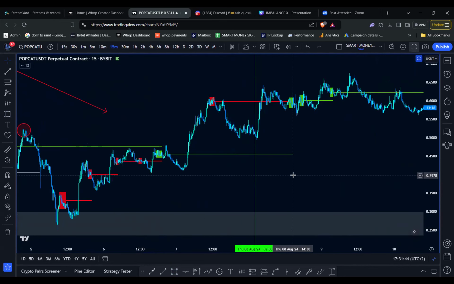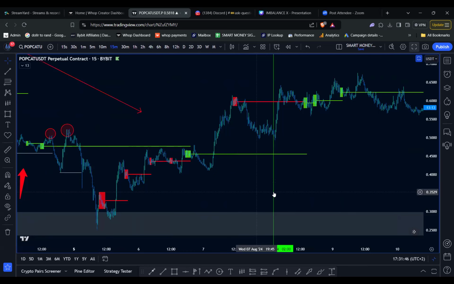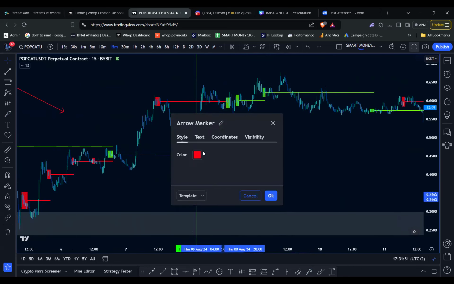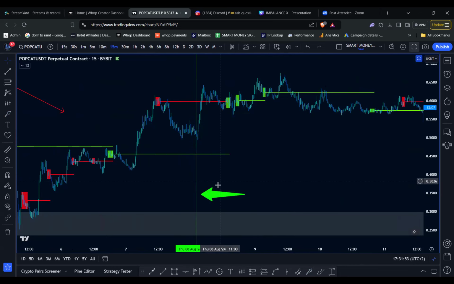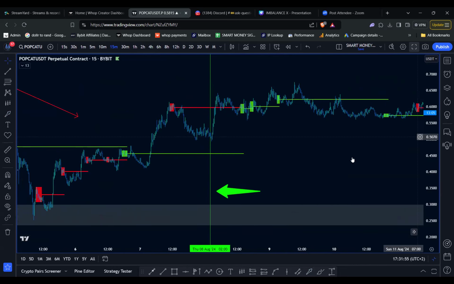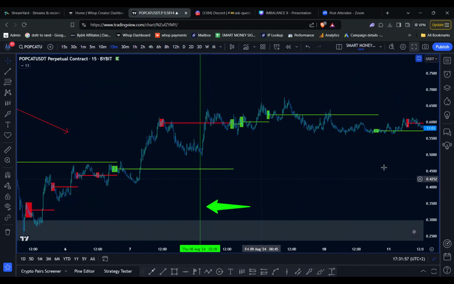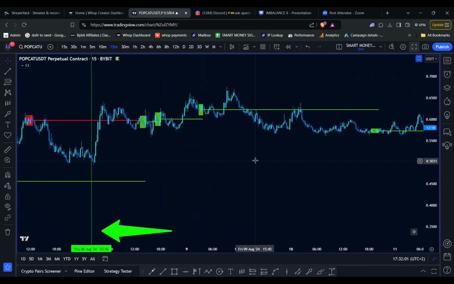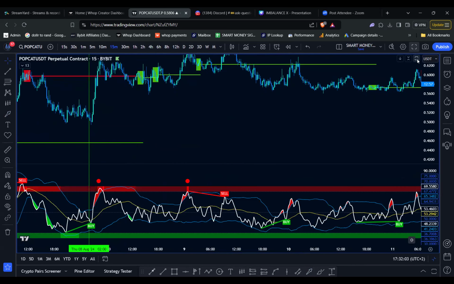So let us move on. Then we would have just waited for another round trip to start on the higher time frame. And you can see over here, this is the start of the bullish round trip starting on the daily time frame. So from this point onwards, now we're only looking for long positions when price is underneath the value line.